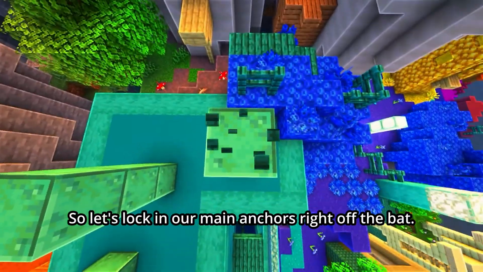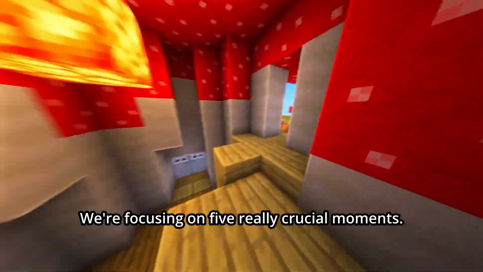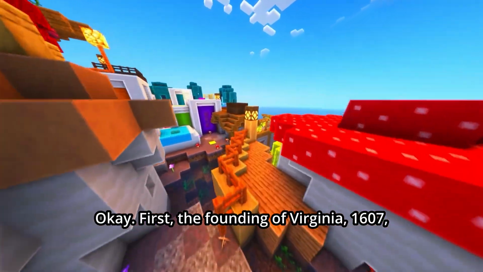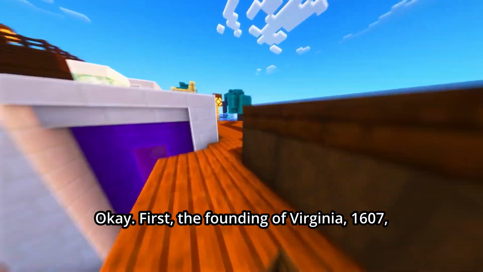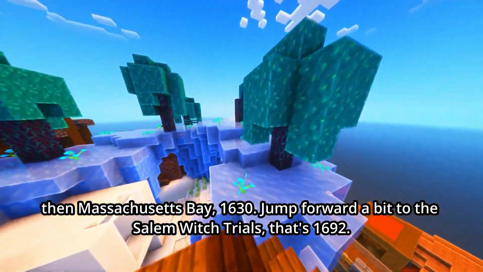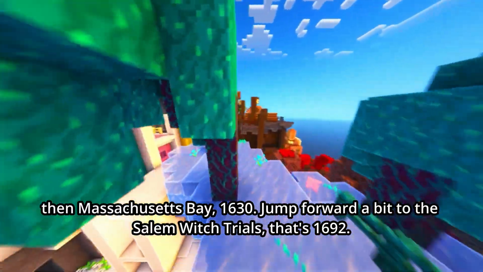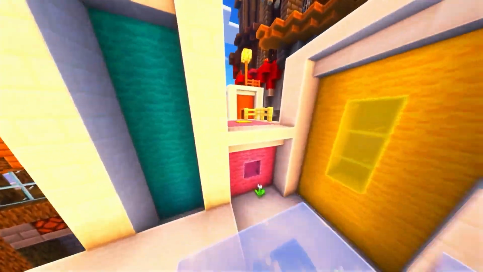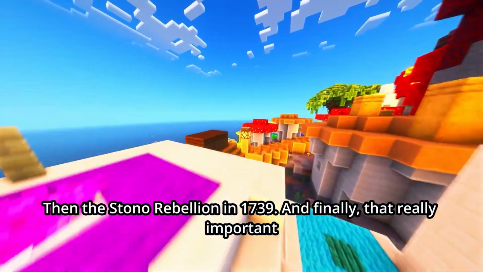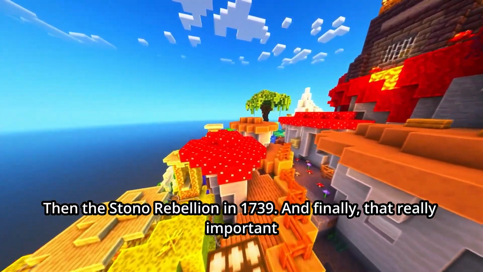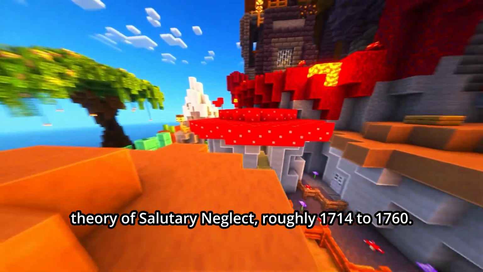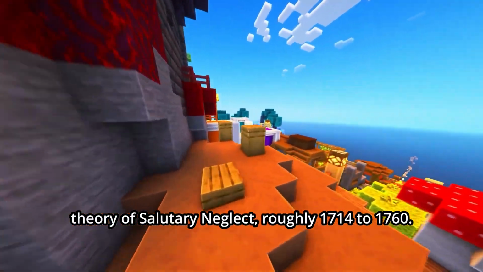So let's lock in our main anchors right off the bat. We're focusing on 5 really crucial moments. Okay. First, the founding of Virginia, 1607. Then Massachusetts Bay, 1630. Jump forward a bit to the Salem witch trials, that's 1692. Then the Stono Rebellion in 1739. And finally, that really important period of salutary neglect, roughly 1714 to 1760.